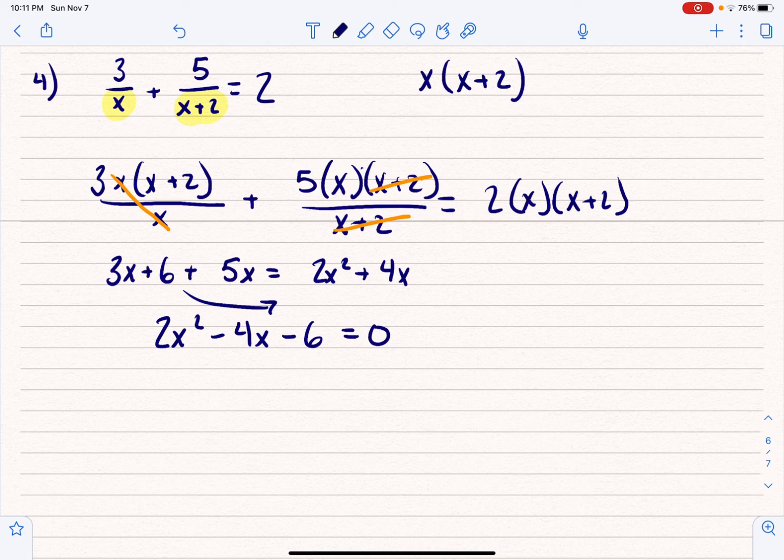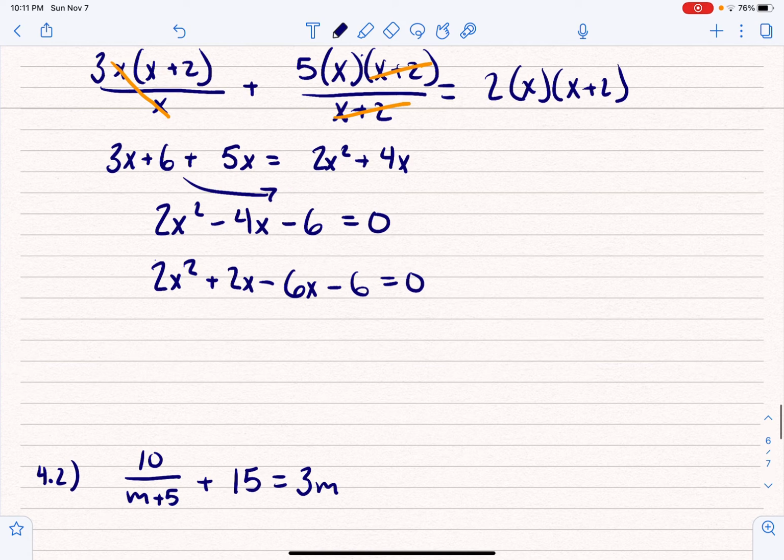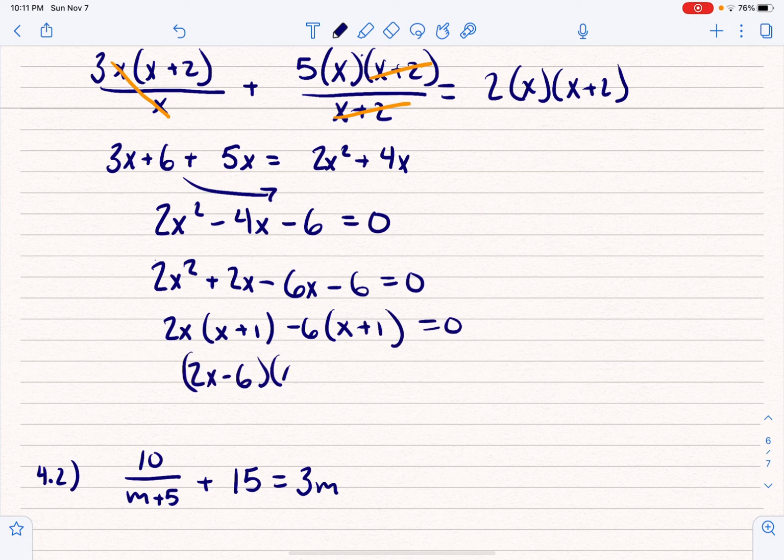Okay, for these, we say, well, 2 times negative 6 is negative 12. Factors of negative 12 that add up to be negative 4 are 2 and negative 6. So that's pretty easy. So we get 2x squared plus 2x minus 6x minus 6. And this should be really easy to factor. You can take a 2x out of each one of those, which leaves me with x plus 1. We can take a negative 6 out of these, which leaves me with x plus 1. So you get 2x minus 6 times x plus 1 equals 0.